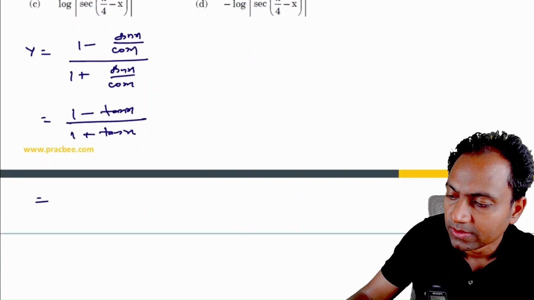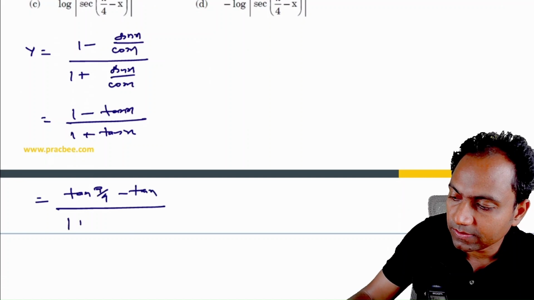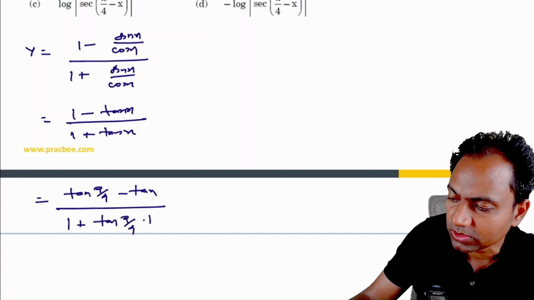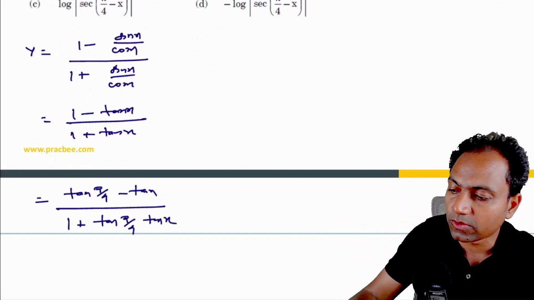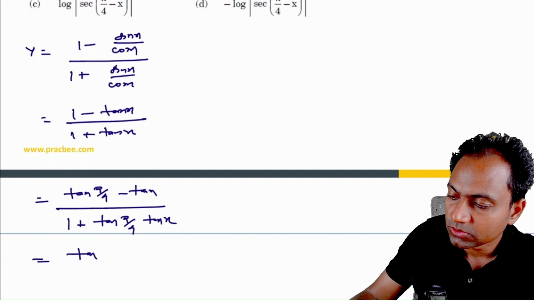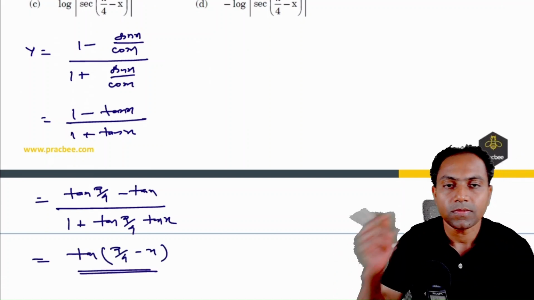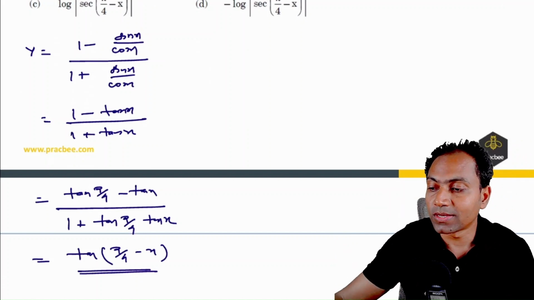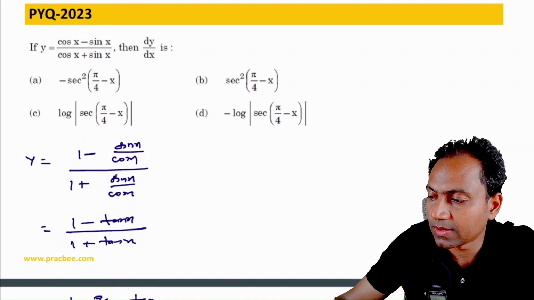Now this part, 1 that is in the numerator, can be written as tan pi by 4 because it is also equal to 1. And here we can also write along with tan x, a tan pi by 4, because it is equal to 1, it won't make any difference. Once you have done this, you have got the formula of tan(a minus b). So this becomes tan(pi by 4 minus x). This we have got. So once you have got this, the next part would be to differentiate.